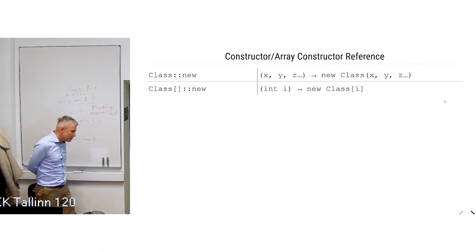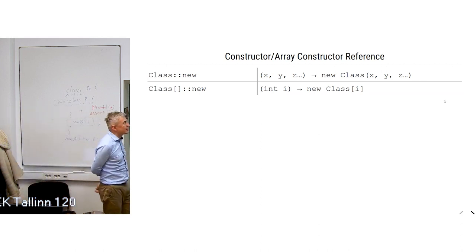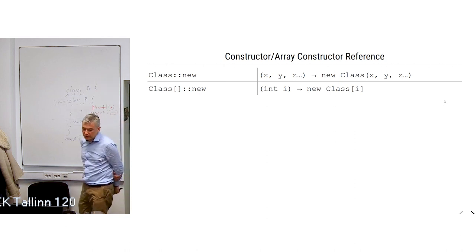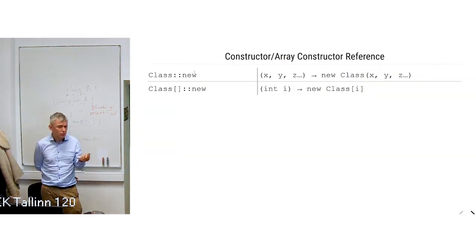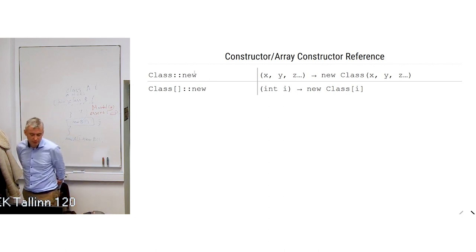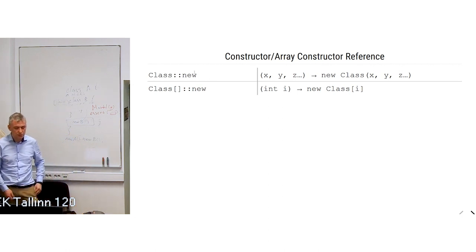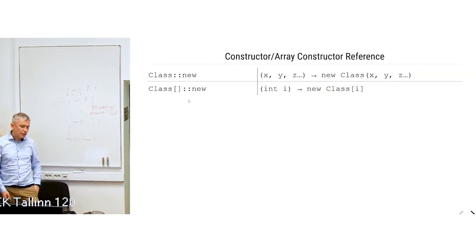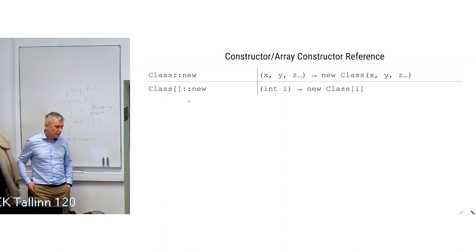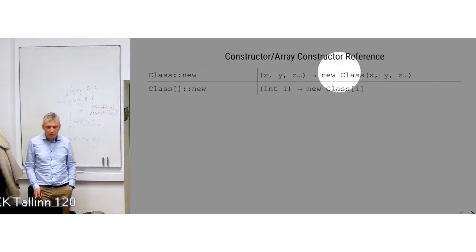And besides that, we have constructor reference and array constructor reference. I think this makes sense for you. We can write class new, and a constructor is a sort of static method in a class, right? Because you're just calling the constructor with its arguments, and so it's going to work. And this one is tricky, and very rarely used, but still it's there in the Java language: you can use an array constructor reference. So it works like this.